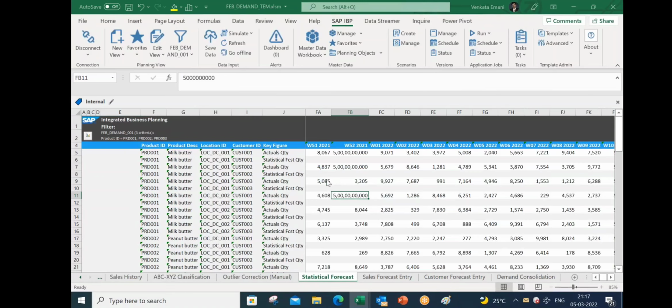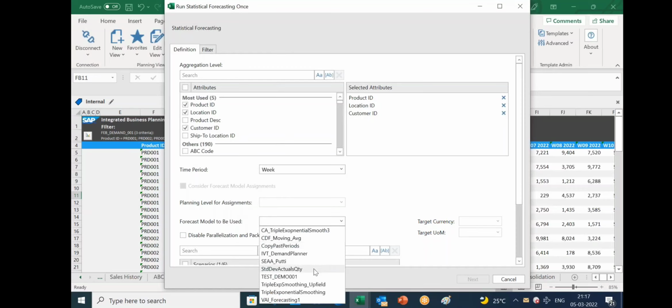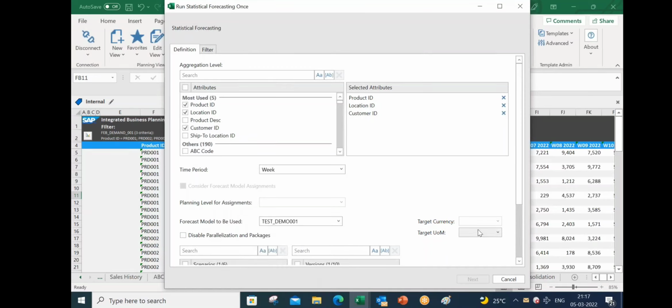Actually, you can give any key figure and ask it to save in that key figure. Okay, I mean, the system will not understand whether it is an outlier key figure or a substitute key figure. You can tell any key figure and ask the system to save it there also.